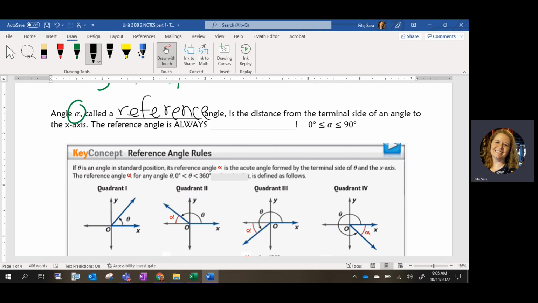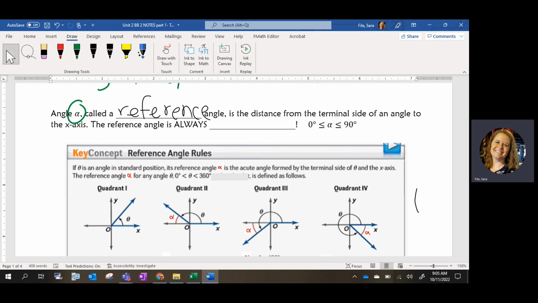Reference angle is the distance from the terminal side of your angle to the x-axis. Wherever that terminal side is, it doesn't matter what quadrant it is, the distance from the terminal side to the x-axis is the reference angle. And it's to the nearest side of the x-axis. So if it's to the negative side of the x-axis or the positive, that doesn't matter, but the nearest x-axis.